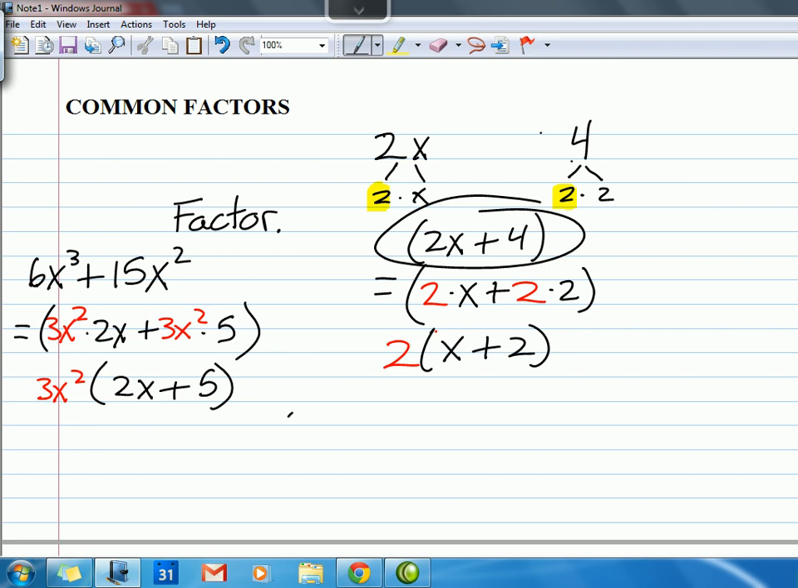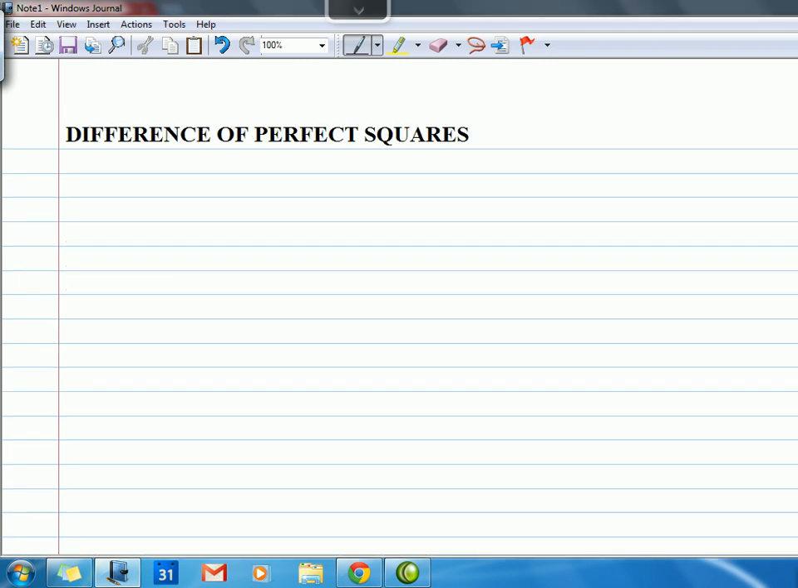So that's the idea behind common factors. If we keep on going, let's move on and talk about difference of perfect squares. Now, there's this really cool thing that I can show you with odd numbers and difference of perfect squares, but for the sake of time, let's just keep on moving.